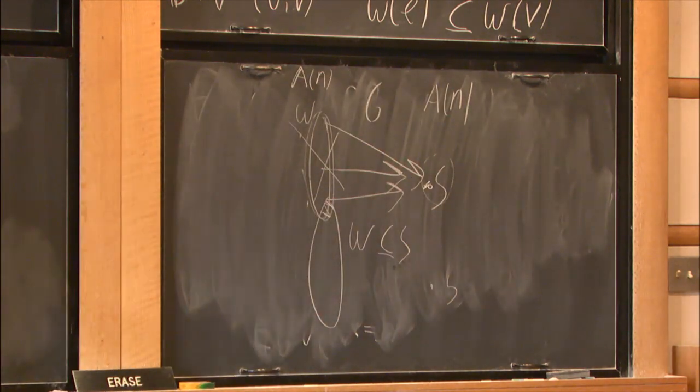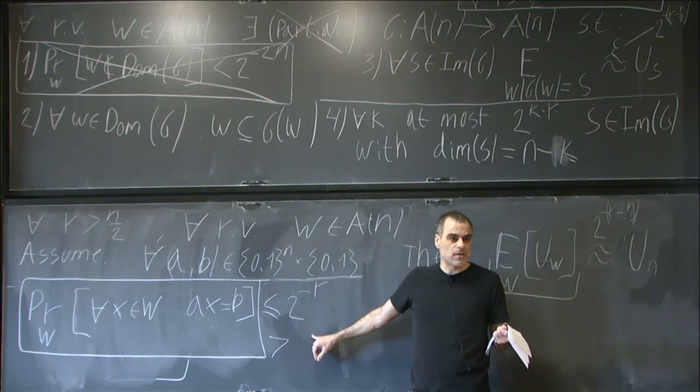Either we are lucky and this is satisfied, and then we will take S to be the entire space and match everything to it. If this is satisfied, this is great. Or this is not satisfied. And then what are we going to do? If this is not satisfied, it's not true that for every A and B this is satisfied. There is an A and B for which it's not satisfied. So for this A and B, this probability is larger than 2 to the minus r.